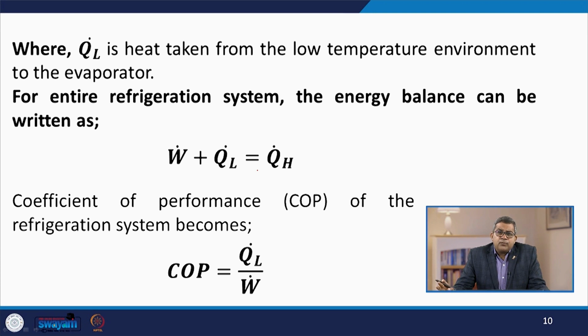For the entire refrigeration system, the energy balance can be written as W plus QL is equal to QH, where W is the work done, because you are externally supplying this quantum of work. Then we need to calculate the coefficient of performance. The coefficient of performance, sometimes referred to as COP of the refrigeration system, becomes COP is equal to QL over W.